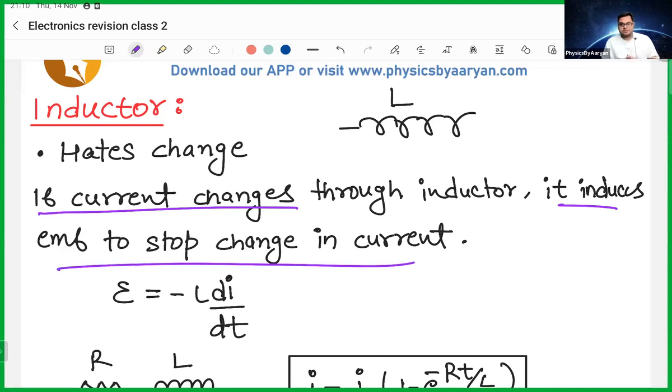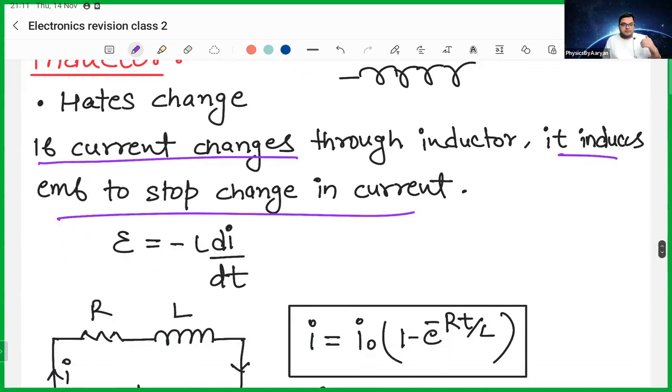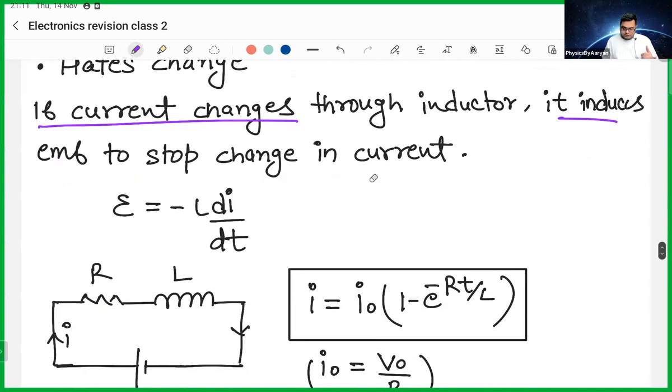You know Faraday induced voltage. So if you try to change the current through the inductor, how will it respond? It will induce some EMF, some voltage in it, and that voltage will try to stop the change. That is what inductors do. So how much is the voltage in an inductor? The voltage induced in an inductor is minus L into di by dt. This is an important formula.